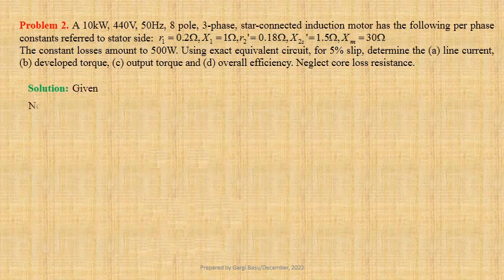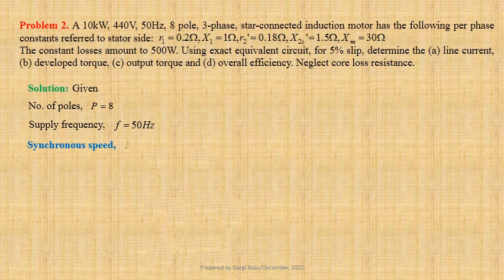Given number of poles of the machine P equals 8 and supply frequency F equals 50 Hz. Let us now calculate synchronous speed. Ns equals 120 F by P. Using values we get 120 into 50 divided by 8, that is equal to 750 revolutions per minute.